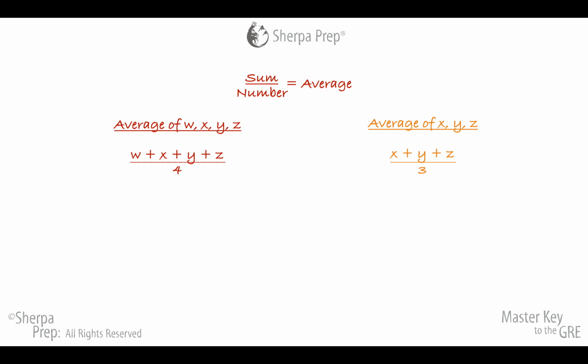Now, our problem tells us that these two averages are equal. So what we know is that the w plus the x plus the y plus the z over 4 is equal to the x plus the y plus the z over 3.